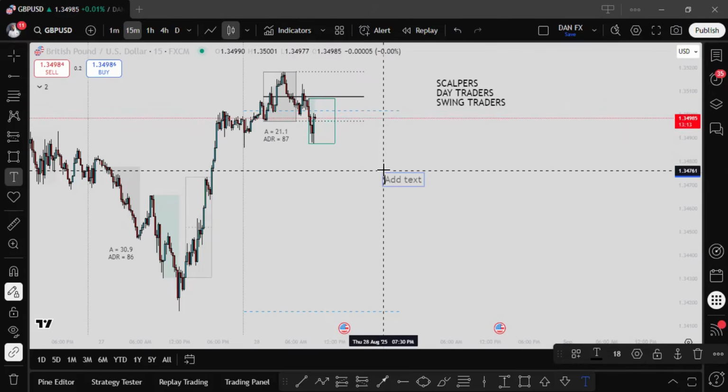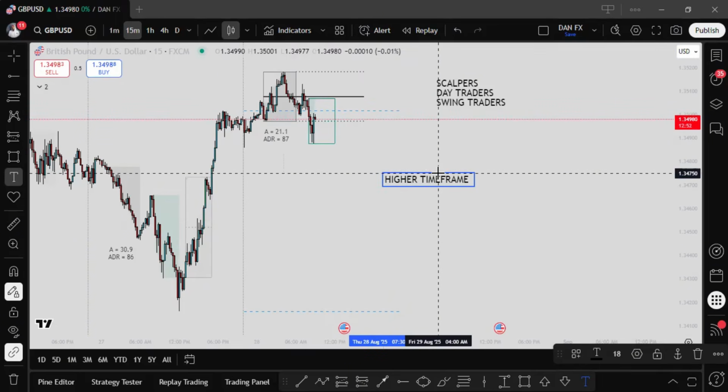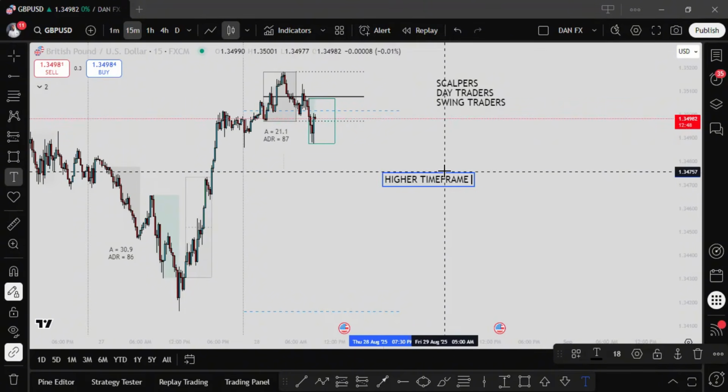Your higher time frame. Let me write it down. Higher time frame. Yeah, just your higher time frame. I'm trying to think if there's another word to add to that. But yeah, higher time frame. What word would I use for this? I think I had the word in my head just now and just skipped.